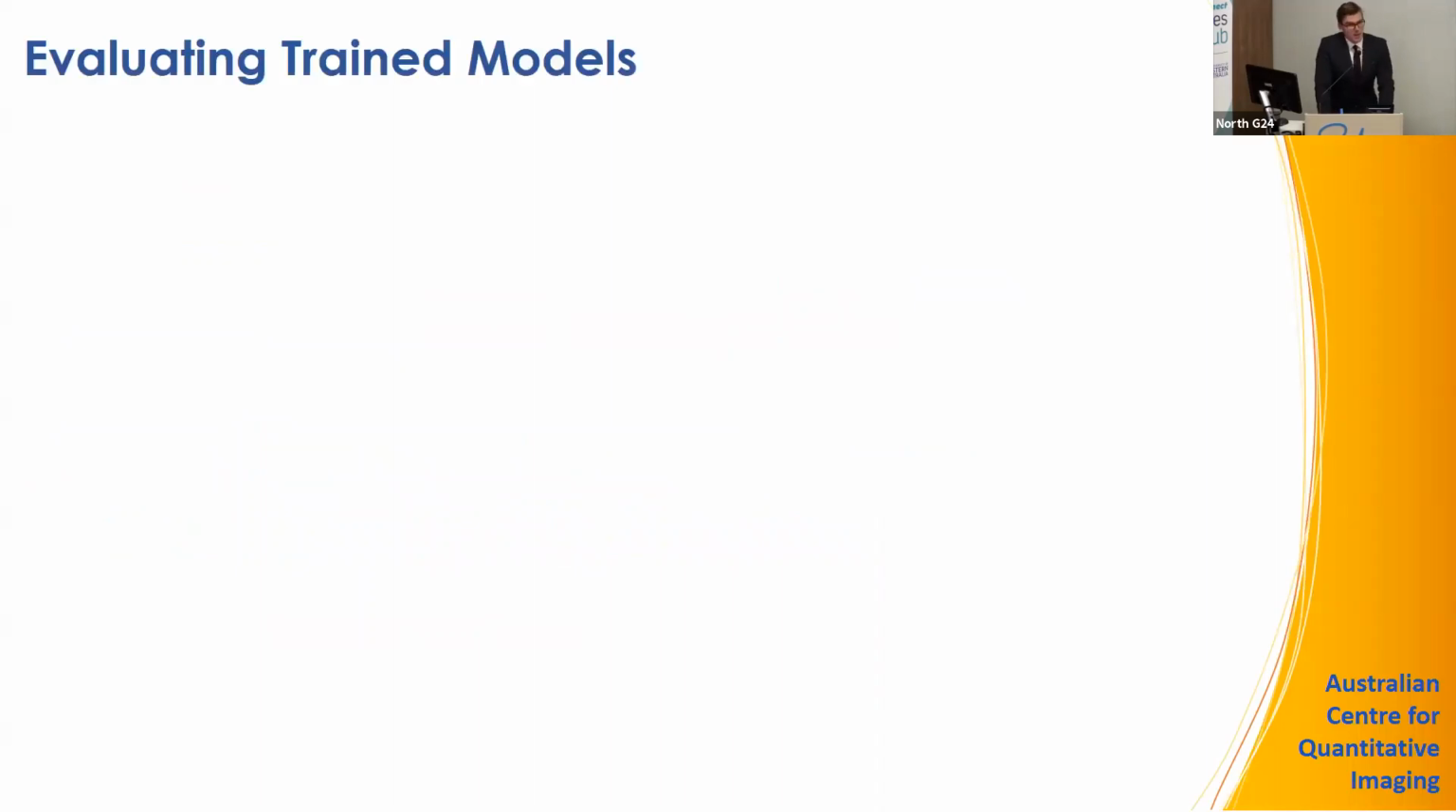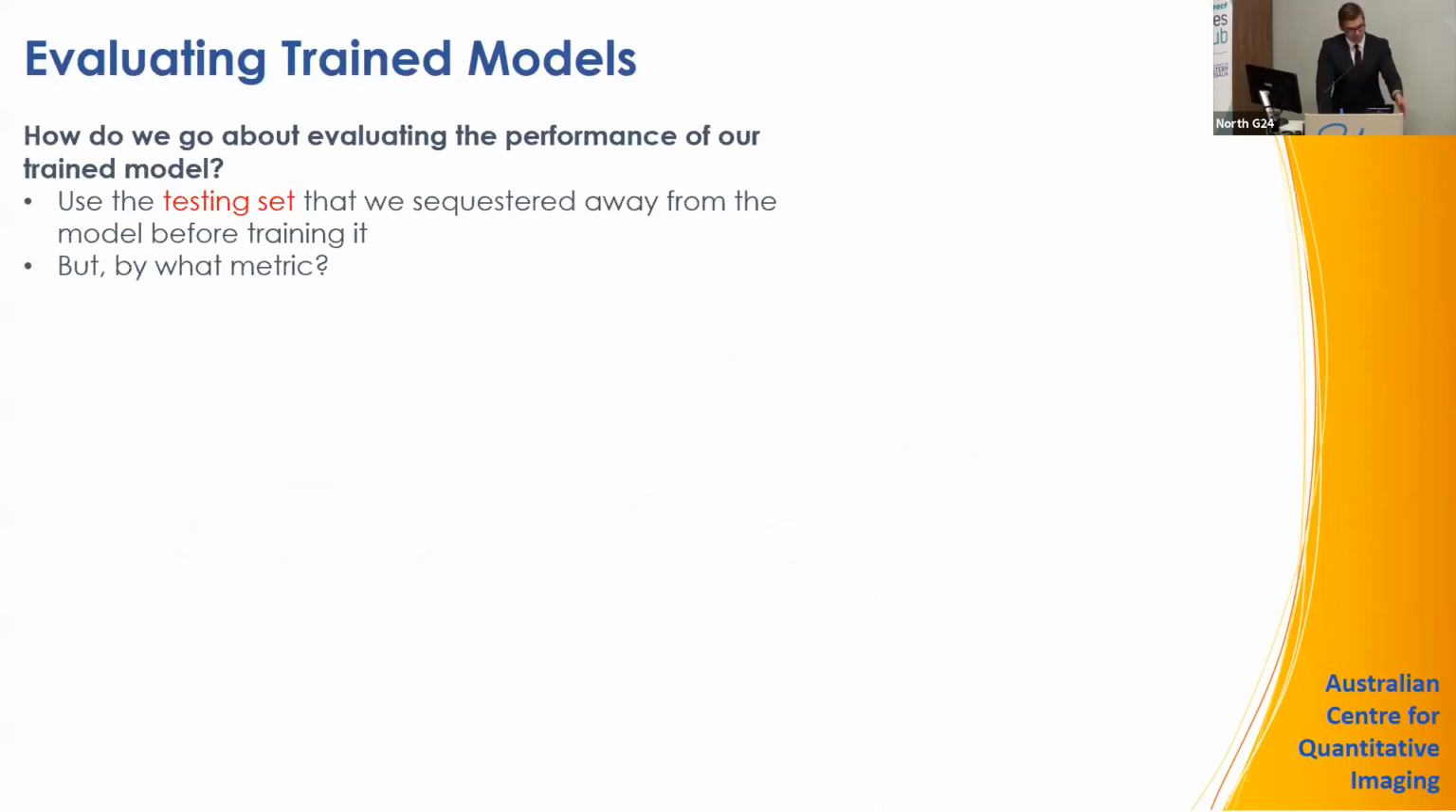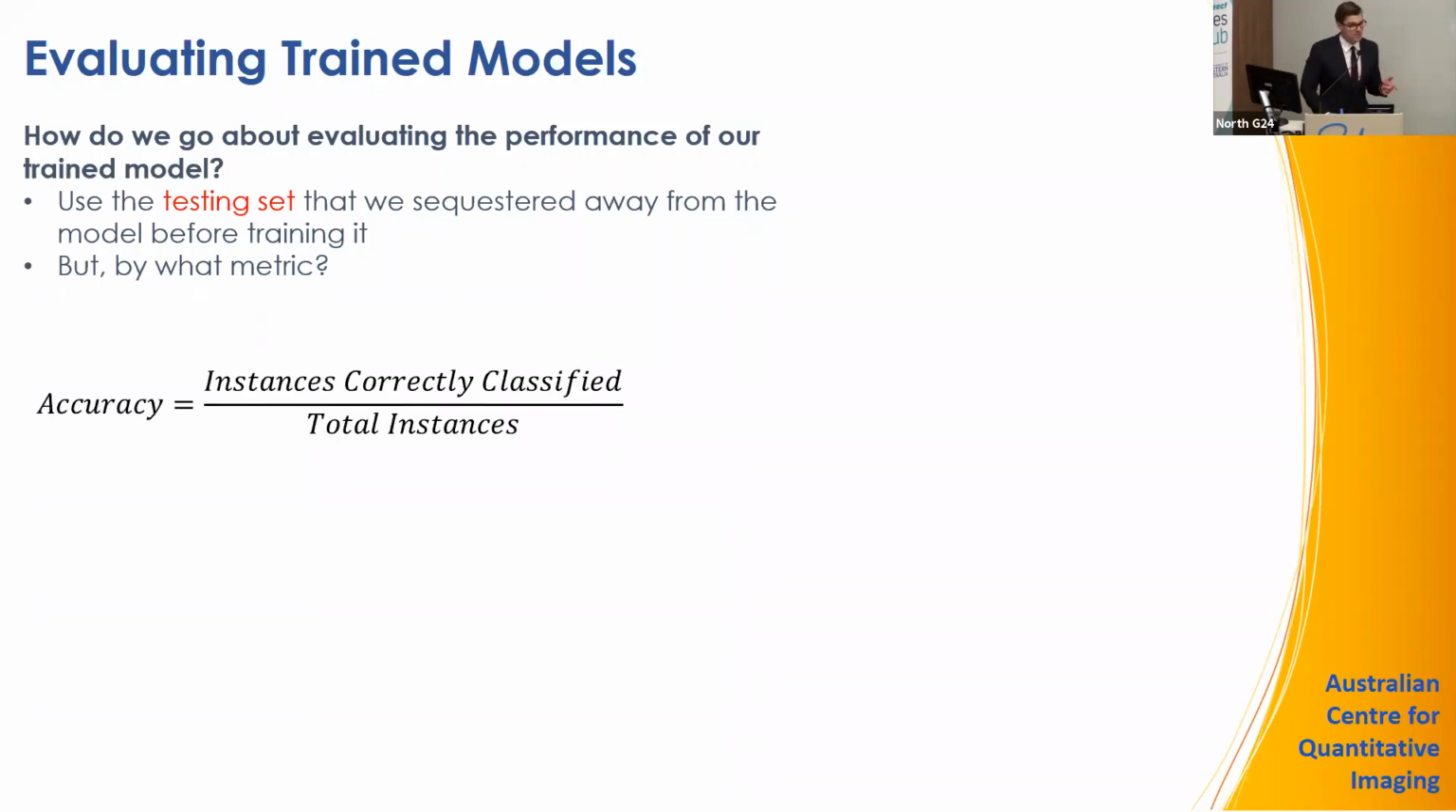So you've trained your machine learning model. How do you actually evaluate its performance? This is where things get a little bit tricky. We use the testing set that we sequestered away before. So the model was only trained on the training set. It's never seen these testing examples before. We use these testing examples to test how well it generalizes. But what metric do we use? That's the question. So let's just say we use something like accuracy.